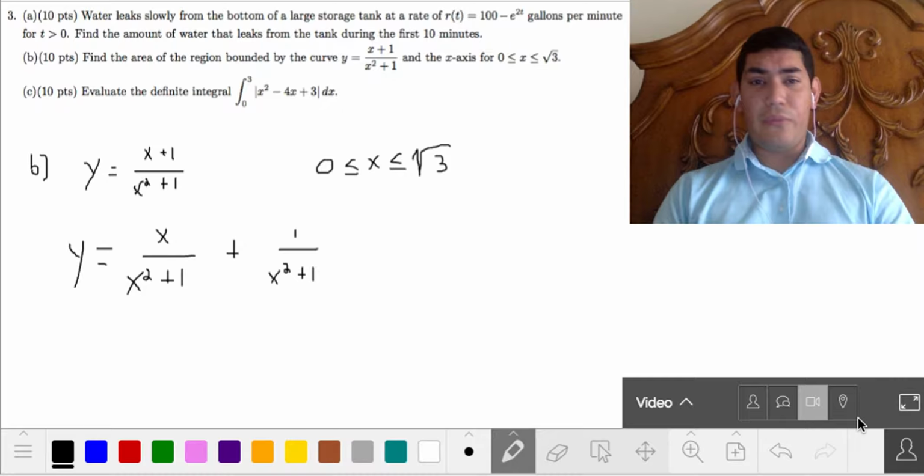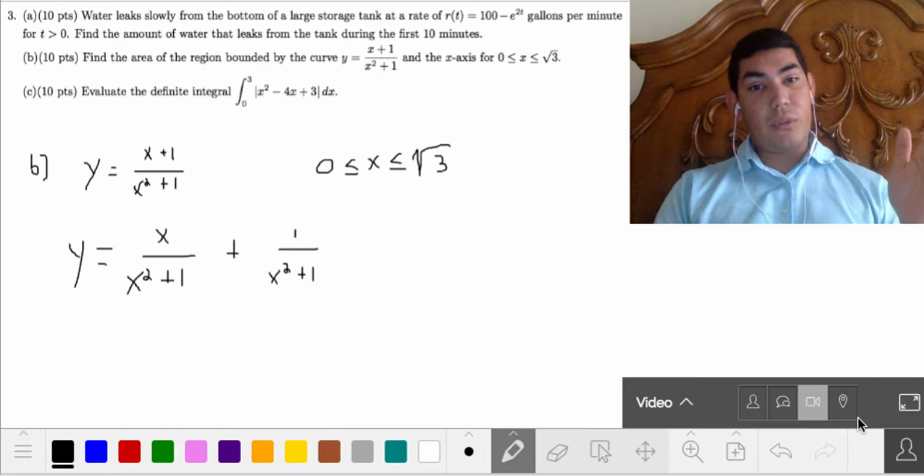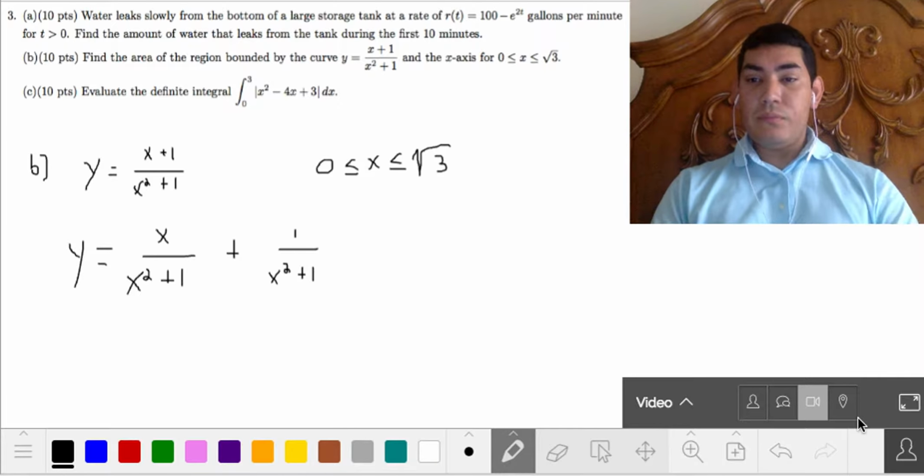So if we look at the function, we can see that from x being greater than or equal to 0 and on, the function is positive. Therefore, we don't have any problems. So here let's look again at the function. It says y equals x plus 1 divided by x squared plus 1.